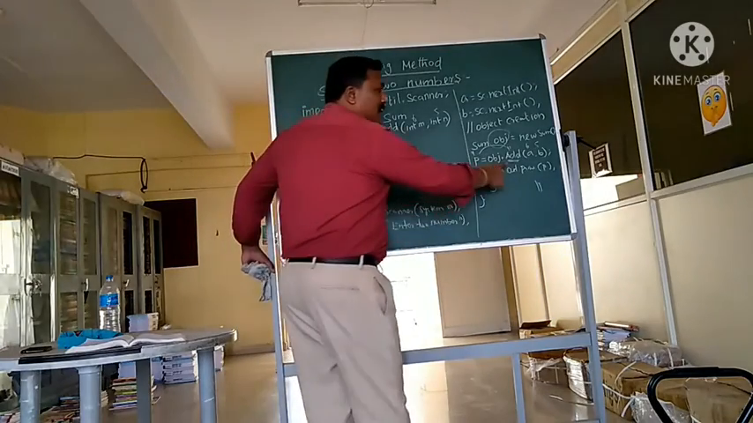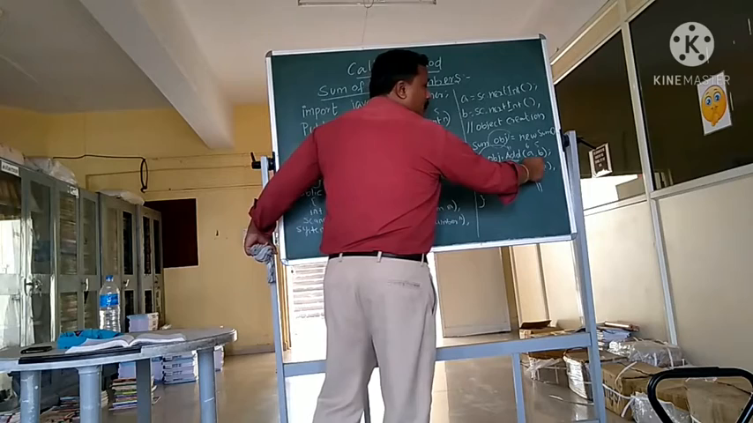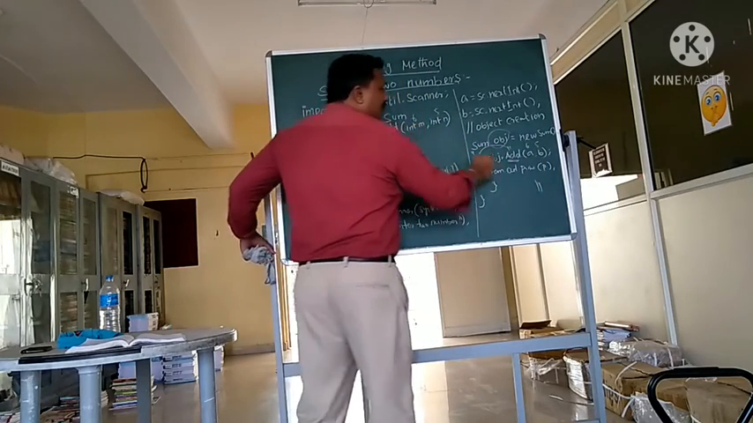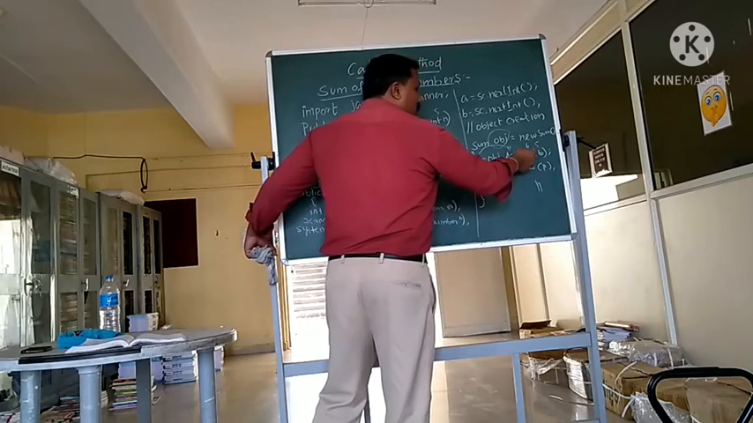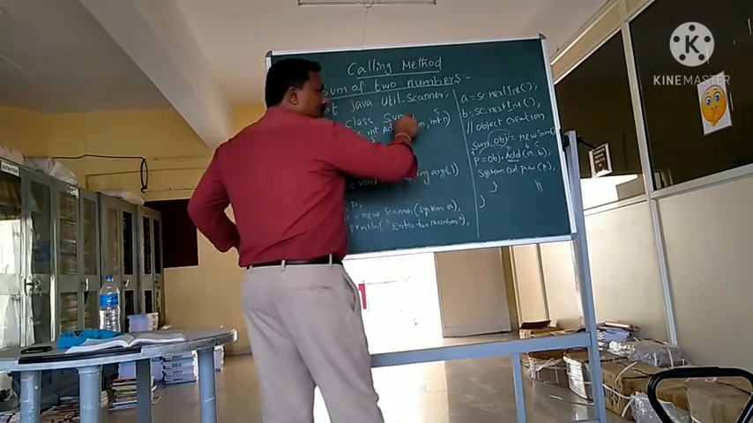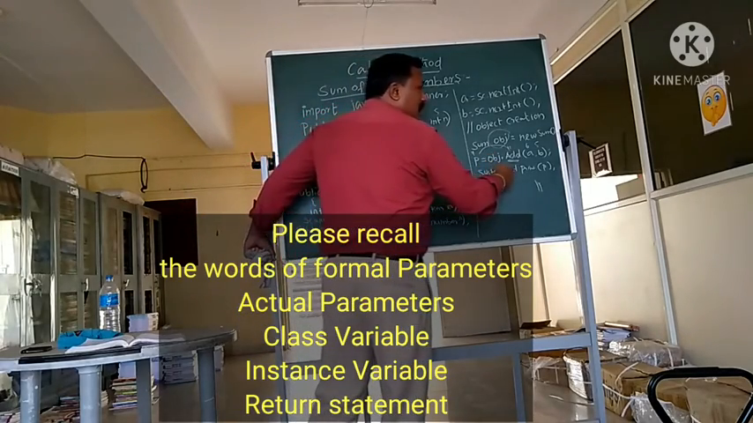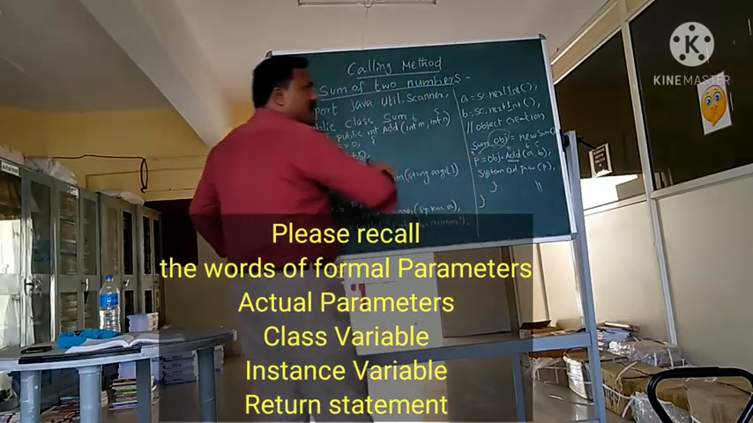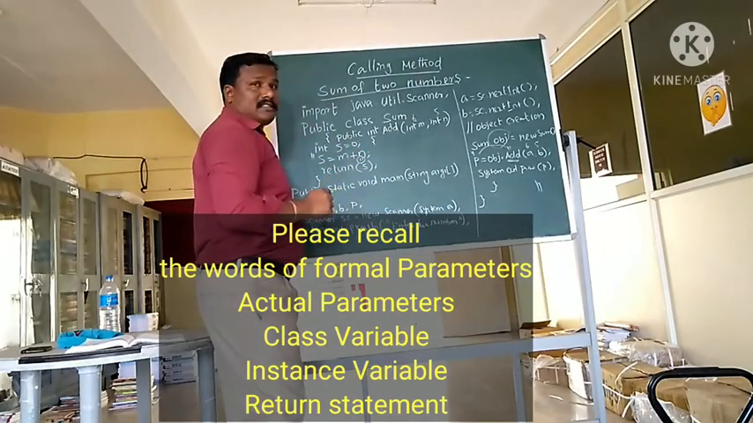Which is the caller method? It's the caller method, with the actual parameters. This is the formal parameter, in the called function. So we pass the value from here to here, then we do some operation, and again the result we send back to the caller function. So this is what we call a calling method or invoking method.